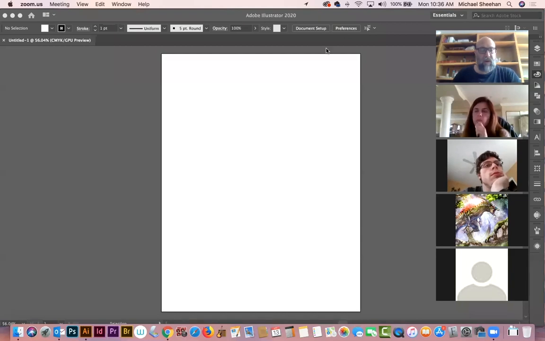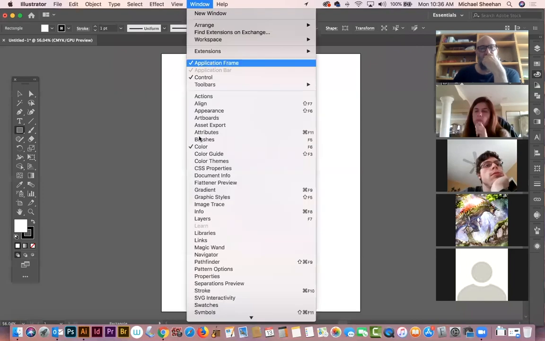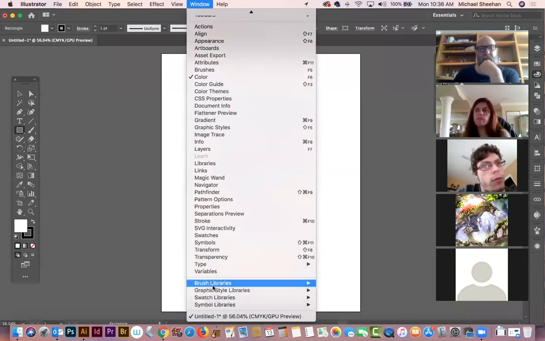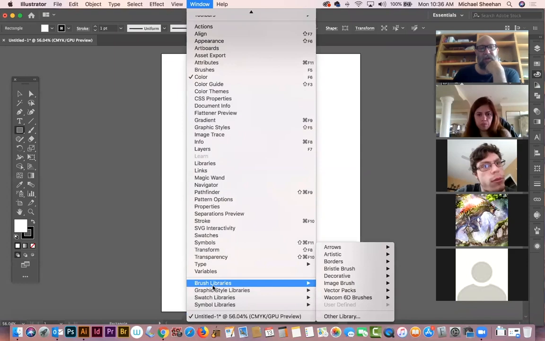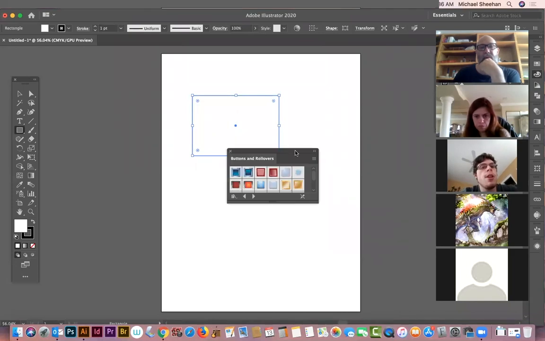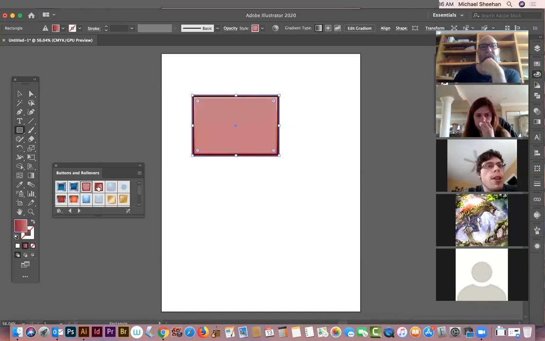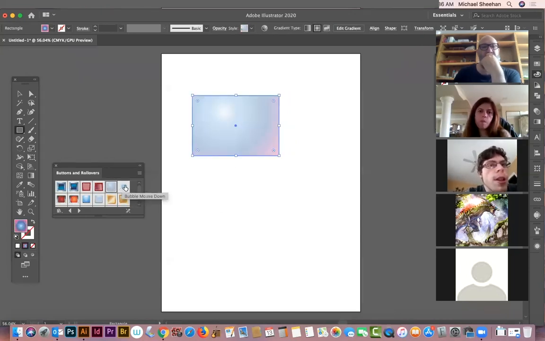You guys can see my screen, right? Yes? You guys see it? Yep. Okay, so if you go here, window, and there's a lot of things under here. They have extra brush libraries, like a lot of brush libraries, graphics, and then there's a graphic style library. So if you came in here, let's just look at buttons. And you can apply all these different ideas onto here. Make sense? Yep.